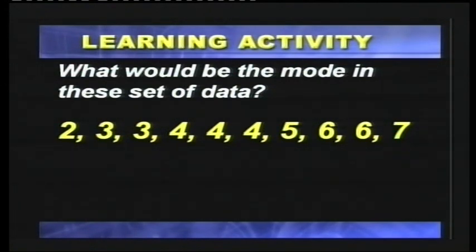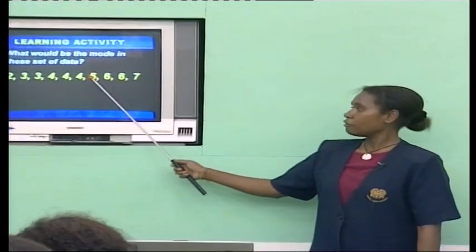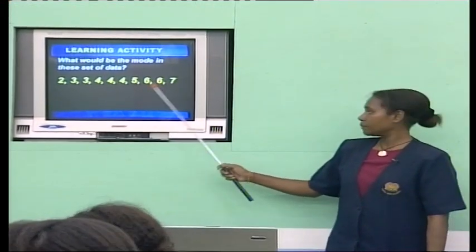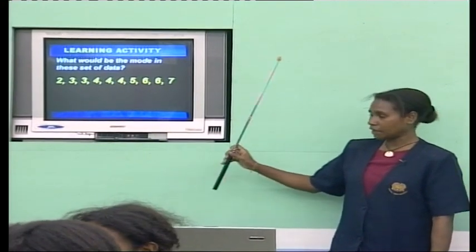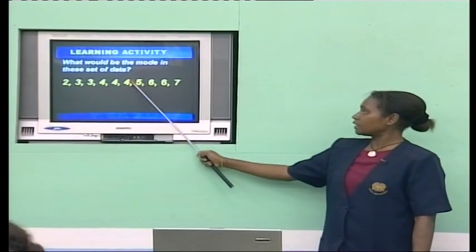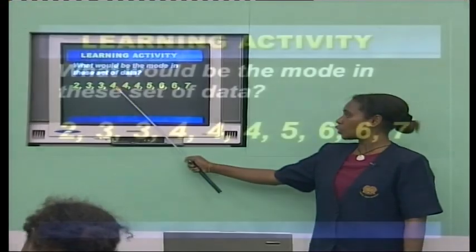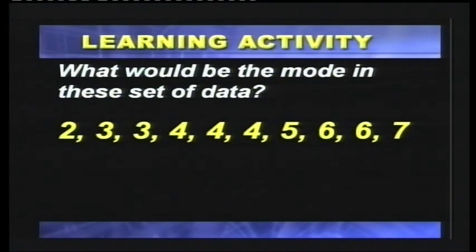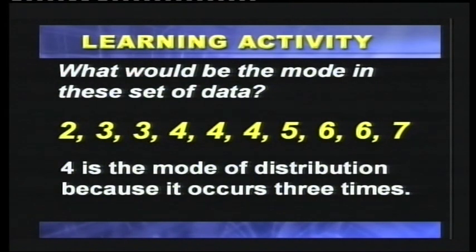Okay, Michael will help Maria. Because there are 3 4s. Okay, very good. Because there are 3 4s in this set of data, 4 occurs most of the time. So if you are working in your frequency table that you'll be coming across in your next learning activity, you will have number 3 next to number 4, or 3 strokes that will represent number 4. So 4 is the mode of this distribution because it occurs 3 times. Thank you, Maria and Michael, for your answers.